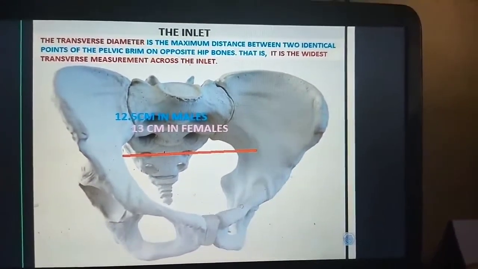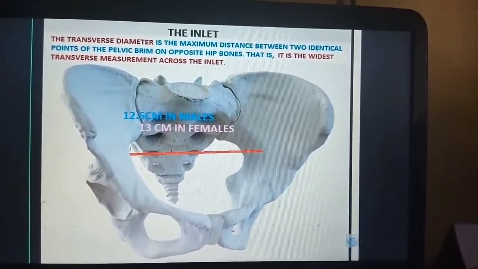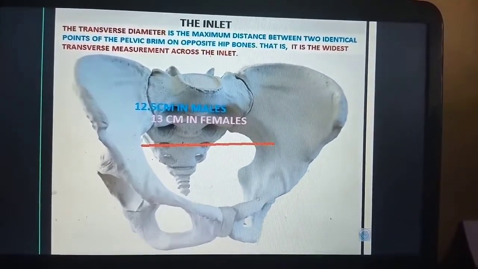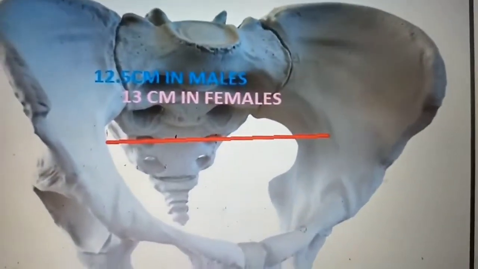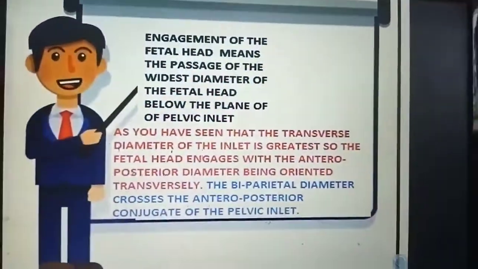The transverse diameter is the maximum distance between two identical points on the pelvic brim on opposite hip bones. It is the widest transverse measurement across the inlet. And it is 12.5 and 13 centimeters in males and females respectively.